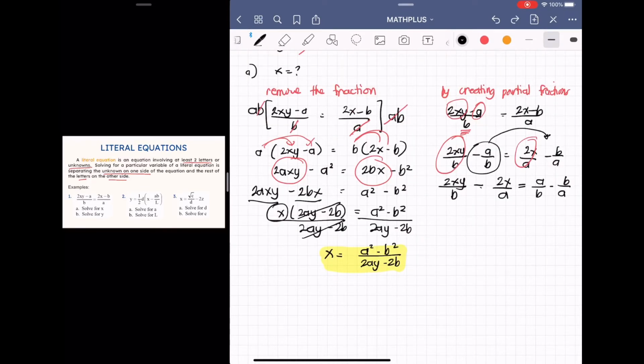What I do next is factor again the common term that appears on the left side of the equation, and that is your unknown, which is x. So I'll factor out x, and that would be multiplied to (2y/b - 2/a), equal to a/b - b/a. And for me to be able to solve for x, I have to divide both sides by 2y/b - 2/a. I'll do it on the right side as well.